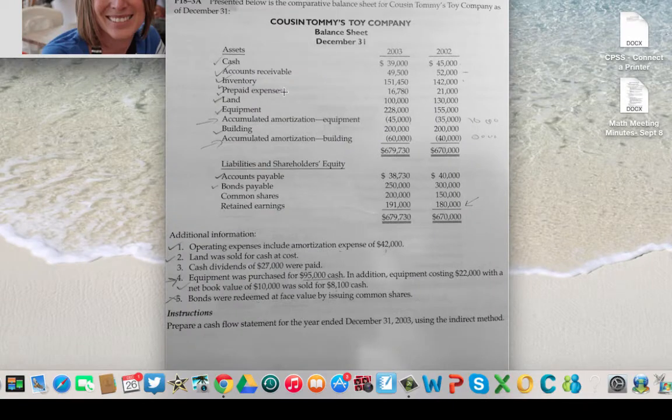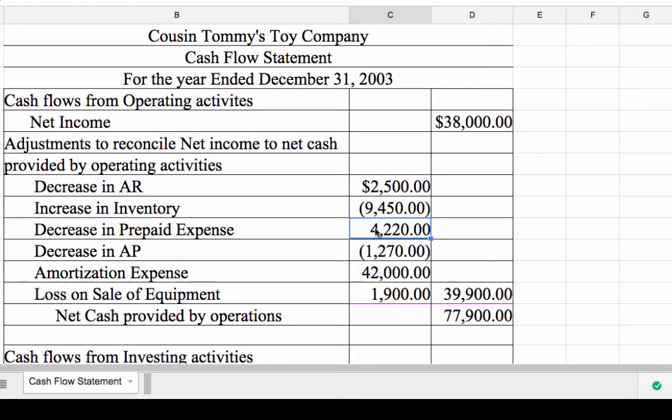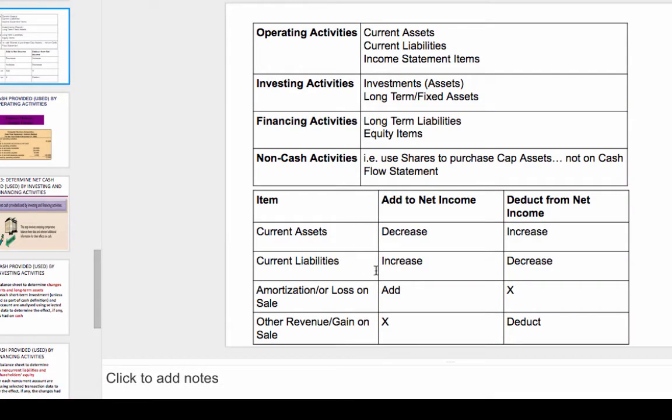Then there's a current asset, your prepaid expenses. They went down from the beginning of the year to the end of the year, so we're going to add them back. And they went down. If you subtract the beginning of the year from the end of the year, you're going to get this number. And because they went down, we're going to make them positive. We're going to add it back. If we look at our cheat sheet, if it goes down, add it back.